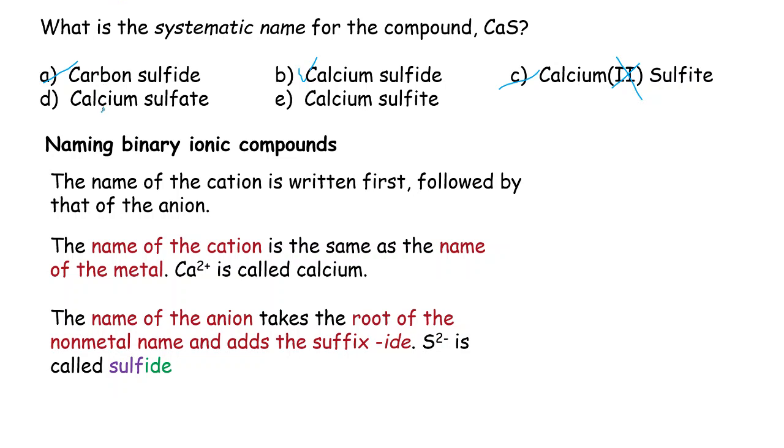And what's wrong with D though? Calcium sulfate, we know that is wrong. What is a sulfate? Sulfate is not a monoatomic anion. It's SO4, that's 2 elements there. It's SO4 2-. So therefore, that's not ide. It's SO4. What's wrong with E?